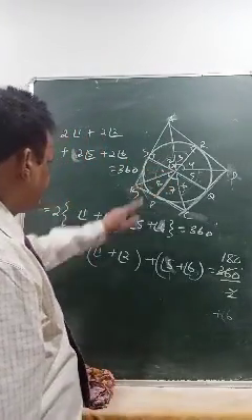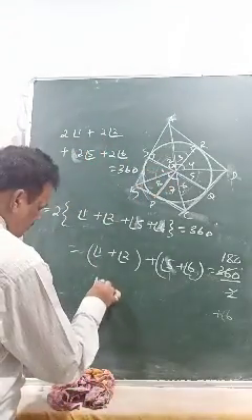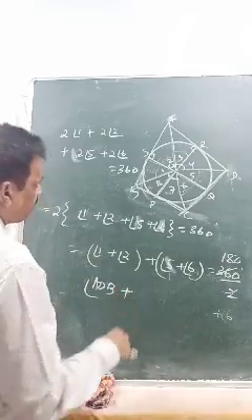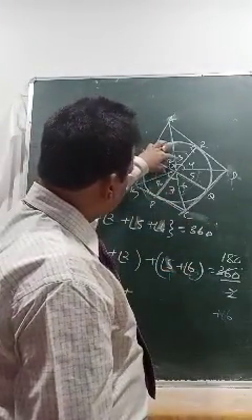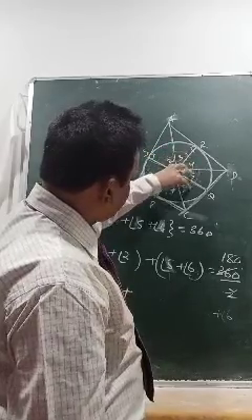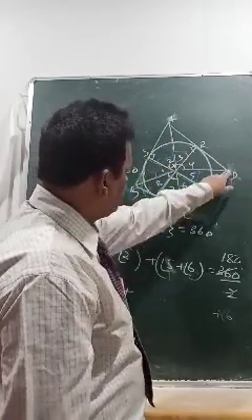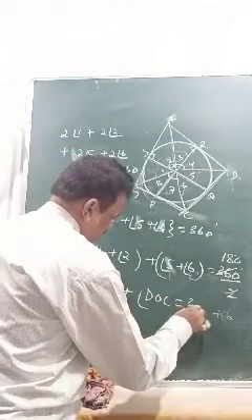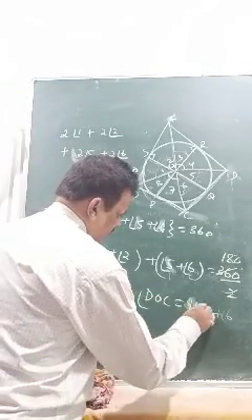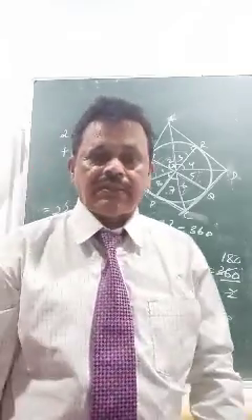AOB. Okay, 5 6, 5 6. Which one? DOC. 180. Now you will try the second part.